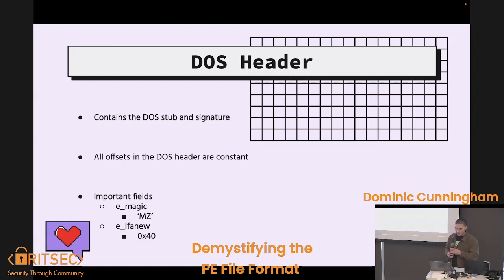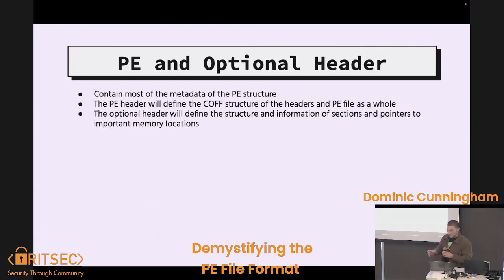with the memory. One of these important fields is e_lfanew. This is an offset at the byte 0x40, and it will give you the first address of the PE header. So the PE header and the optional header, like I said, you'll get the first address of that PE header from the DOS header. And then from there, you can get offsets to all of your other headers. These are going to contain mostly metadata, mostly information for the rest of the PE structure.